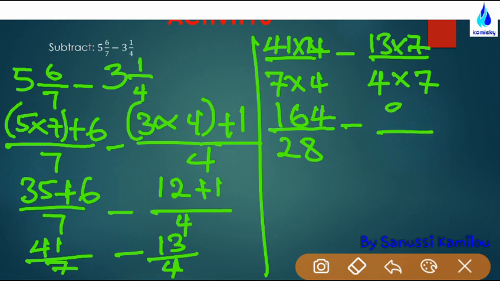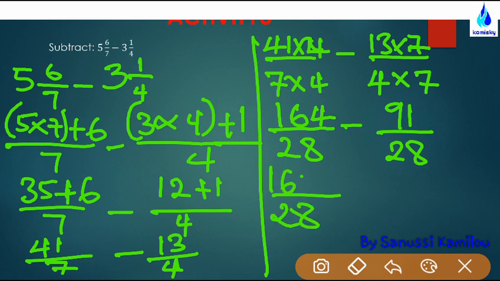So 91 over 28. Now class, are they having the same numerators? Yeah, the same denominators? Yes, these are the denominators, 28. So that is what we call LCM. Now we know that their LCM is 28. So what do we do? Since they are the same now, we keep the LCM and do the subtraction at the top. Minus 91.